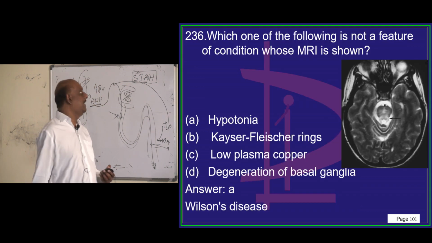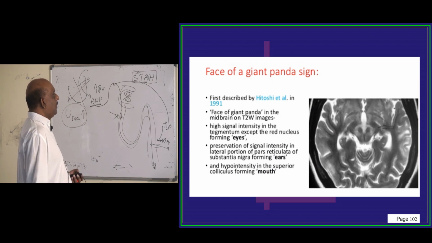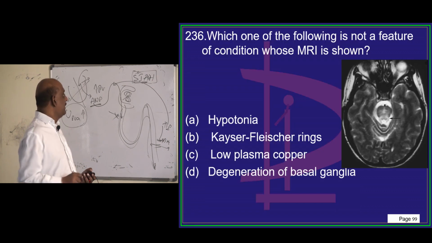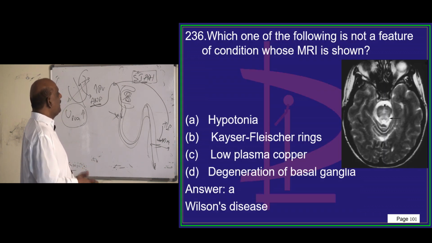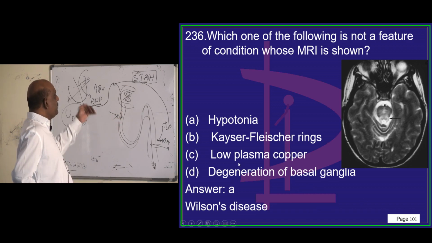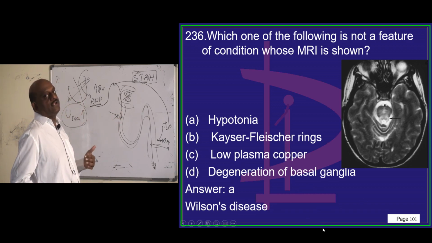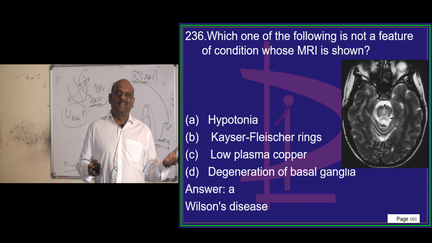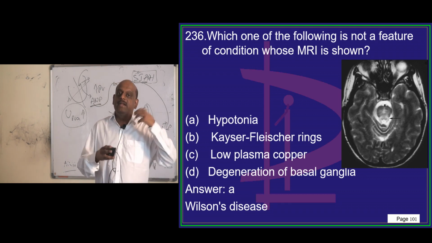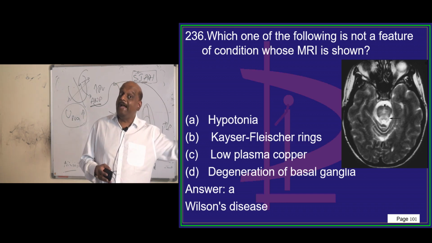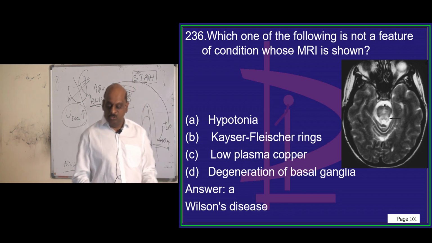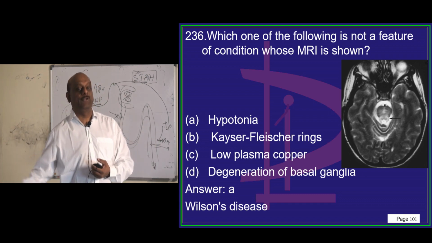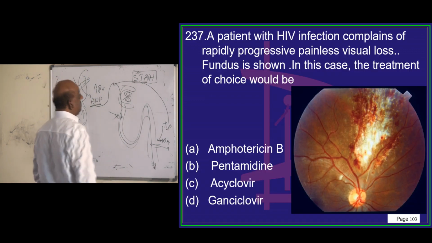So whenever there is deposition of copper, then you get this panda sign in Wilson's. So in Wilson's, what all do you find? There is a Kayser-Fleischer ring, low plasma copper, degeneration of basal ganglia, extrapyramidal features, rigidity. Rigidity and spasticity are signs of hypertonicity, not hypotonia. So that is what you have to remember. It is not hypotonia, it is hypertonia that you come across.